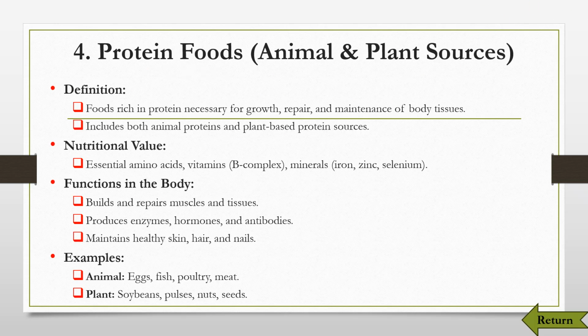Protein foods, animal and plant sources. Proteins are the body's building blocks. Animal sources like eggs, chicken, and fish provide complete proteins. Plant sources like soybeans, pulses, nuts, and seeds also contribute, but work best in combination. Proteins build muscles, repair tissues, and even make hormones and enzymes. So next time after exercise, remember your body needs protein to recover.